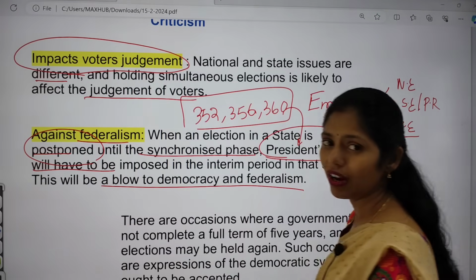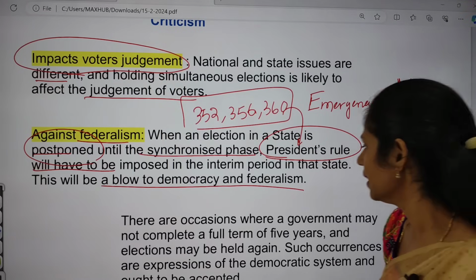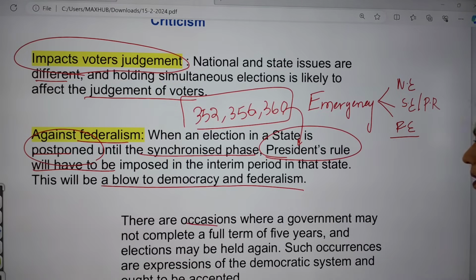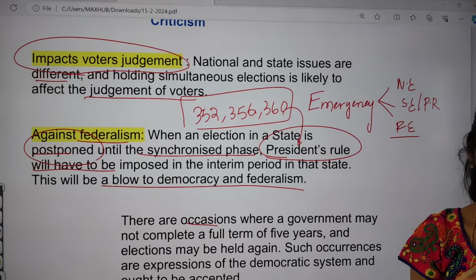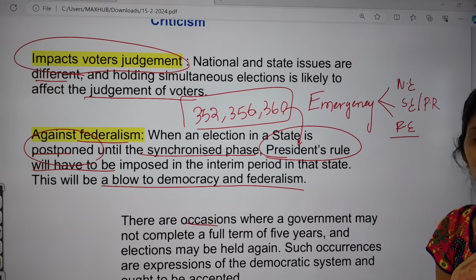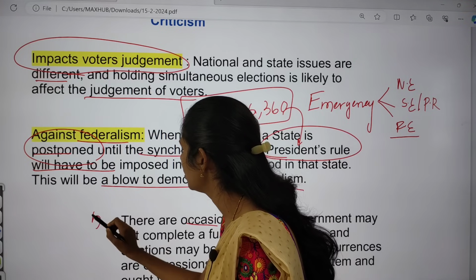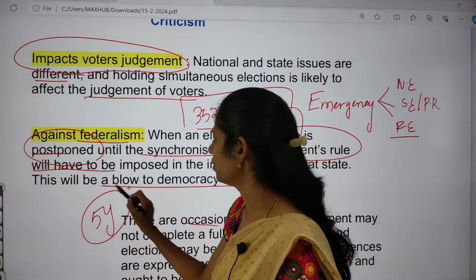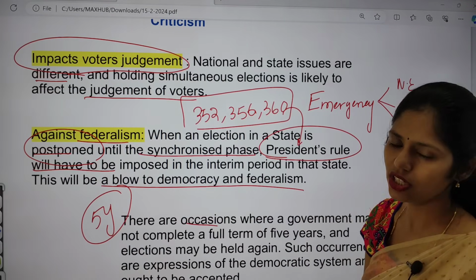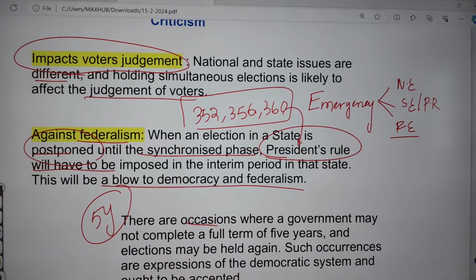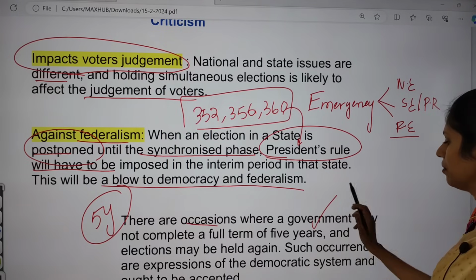And even one more criticism here is there are occasions where government may not complete the full term. Whenever a state government comes into power, it has 5 years of tenure. If you implement simultaneous elections, some state governments cannot complete their full term of 5 years.